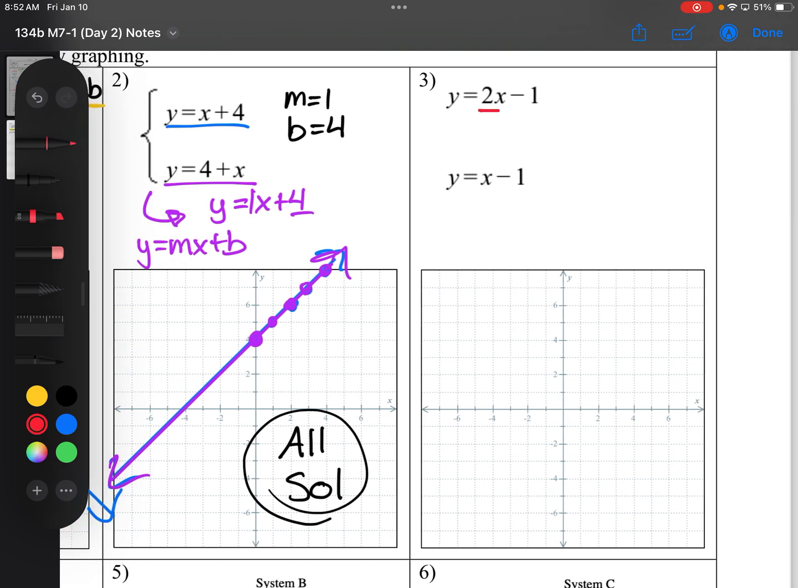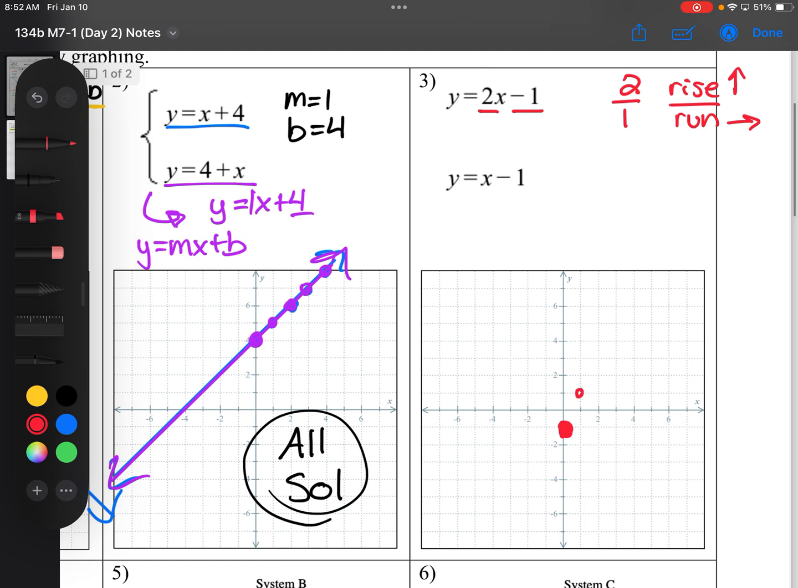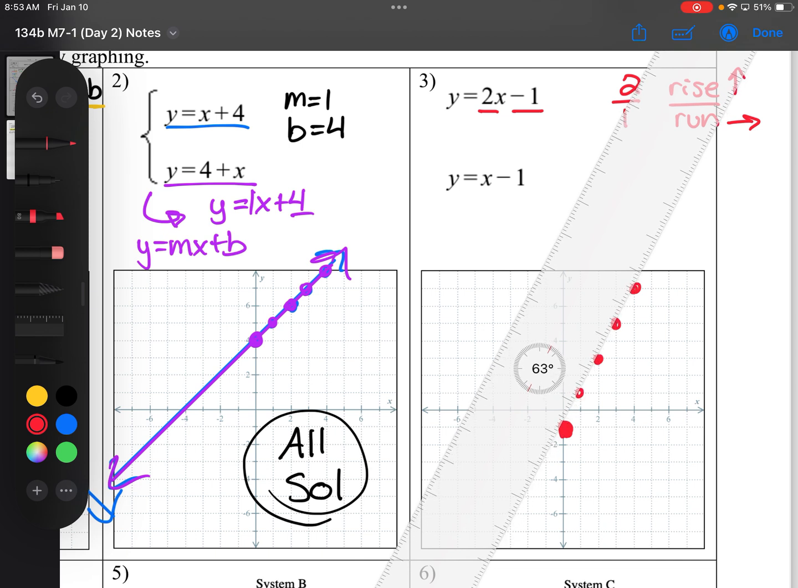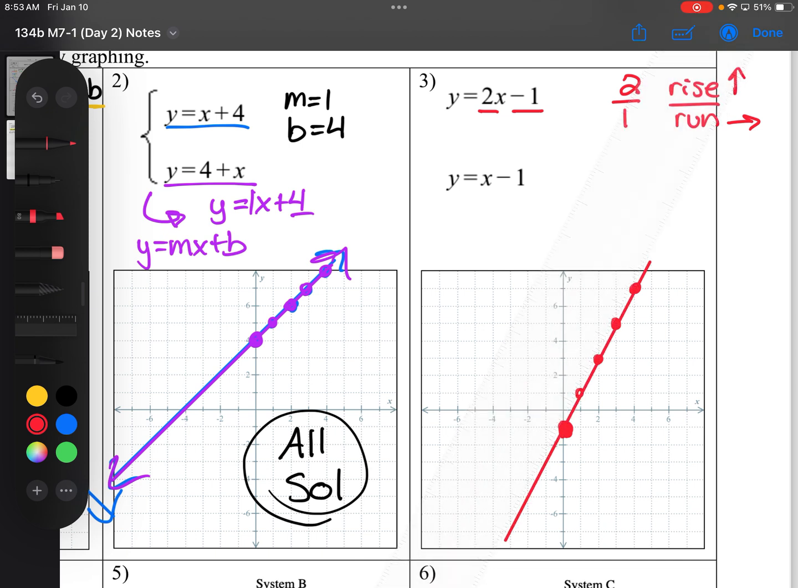The slope is 2. The y-intercept is -1. So I'm going to always start with the y-intercept, not the slope. And 2, remember, you got to change it to a fraction. So it's rise over run. You're going to go up 2 because it's positive, to the right 1. So up 2, right 1. Keep going and then connect those dots. Boom.